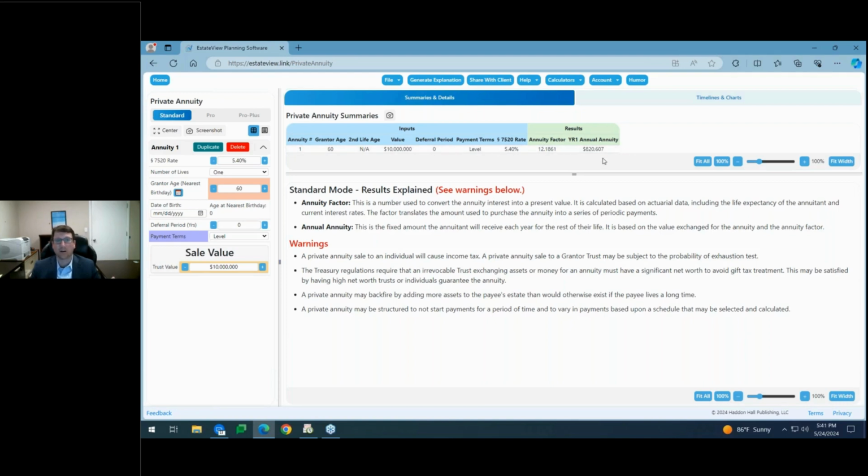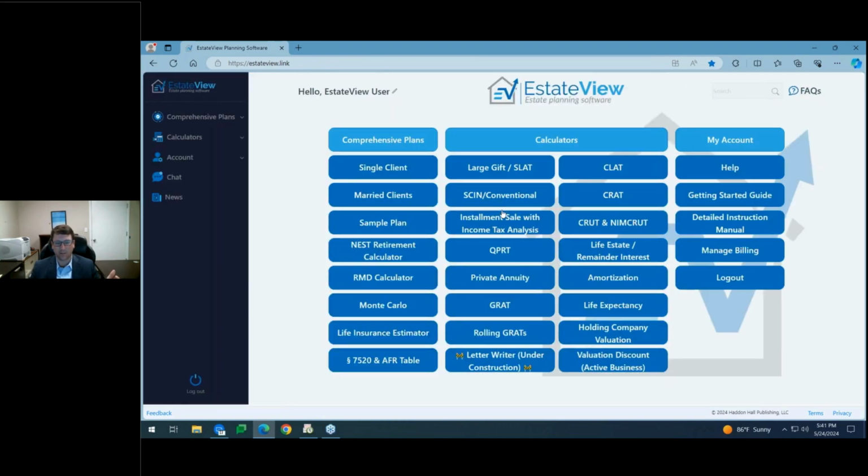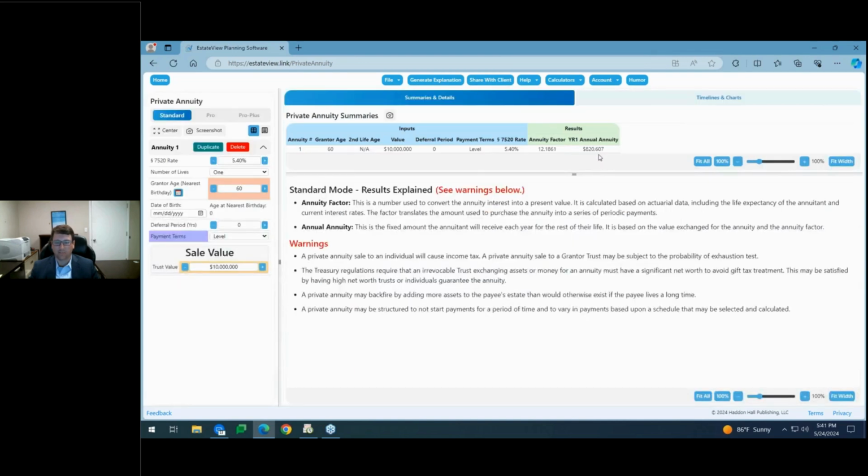Now, in some cases, clients may want a larger annuity coming back versus an interest-only note on an installment sale. That interest-only payment is going to be much less than the annuity payment that would come back to them. So if they need additional assets to live, you could compare an installment sale on the calculator, by going to the installment sale calculators, to what we get from our private annuity and talk to the client about those decision factors. So you can pair across different planning modules as well.